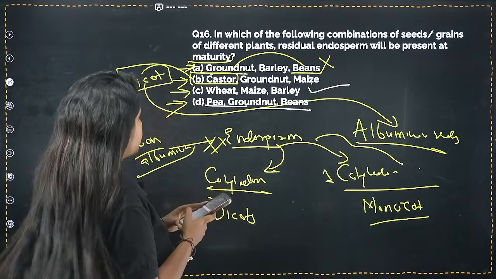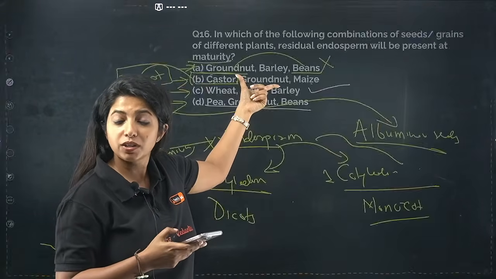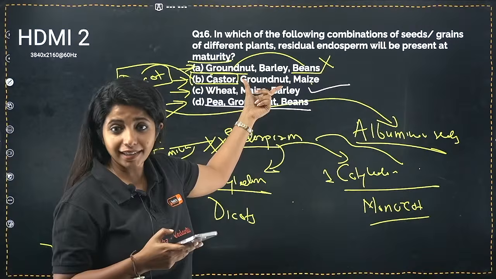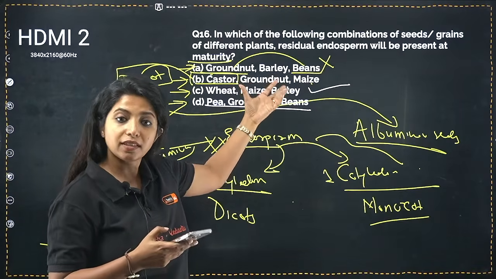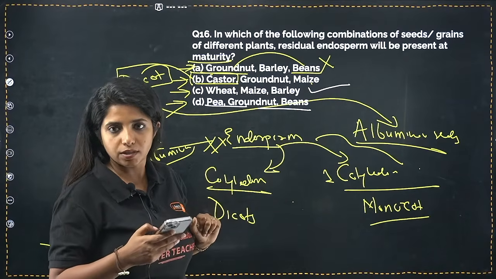Why not B? B is castor, groundnut and maize. Groundnut is there. Groundnut is a dicot. It's not a monocot. And this groundnut has 2 cotyledons. There is no endosperm left behind. So that's why that's not the answer.